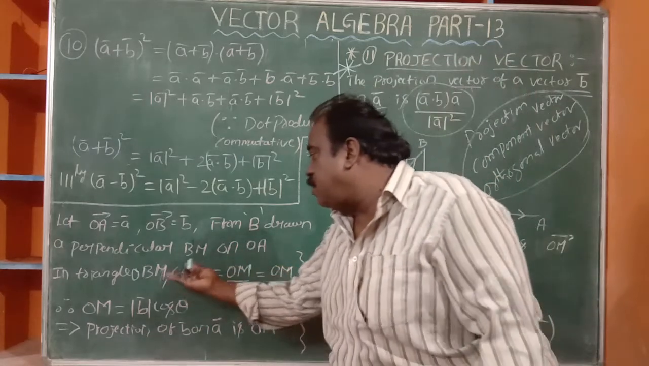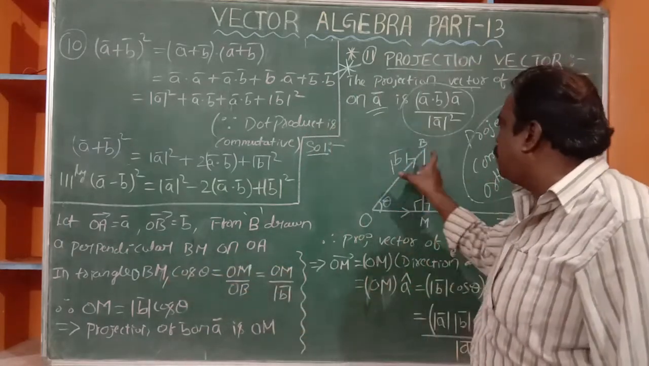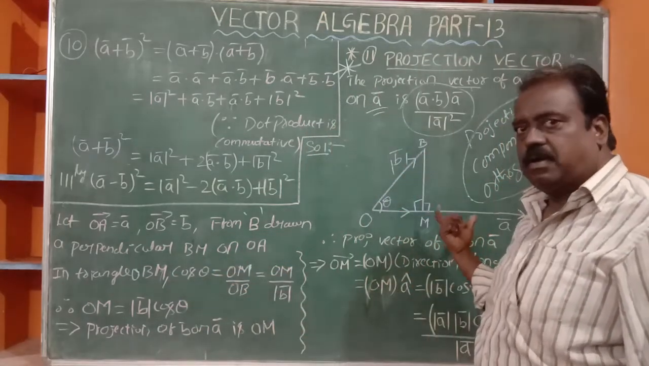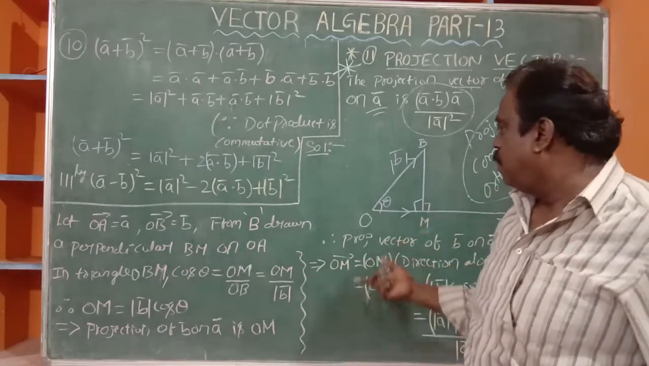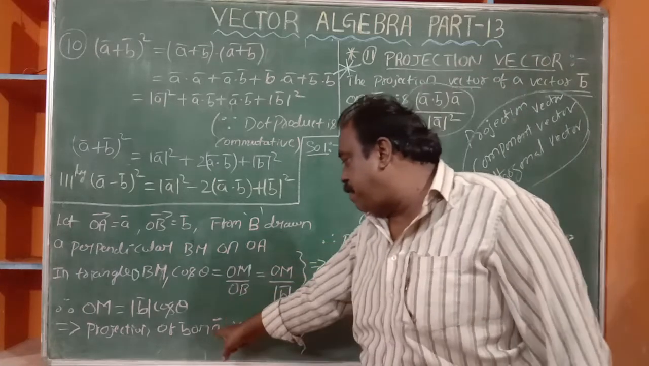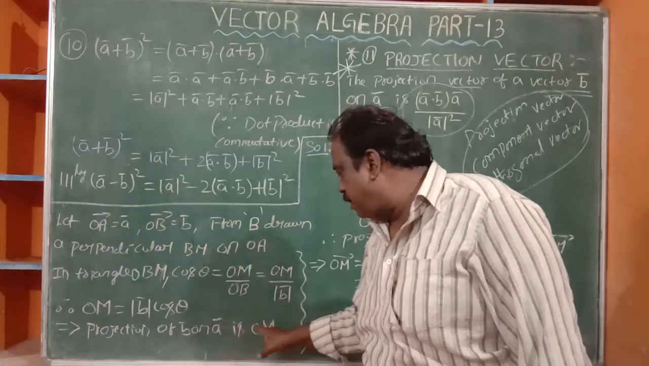So projection, what is OM? OM is the projection of B bar on A bar. Already in the definition of dot product, scalar product is itself. So OM is a projection of B bar on A bar. Yeah, that is OM.